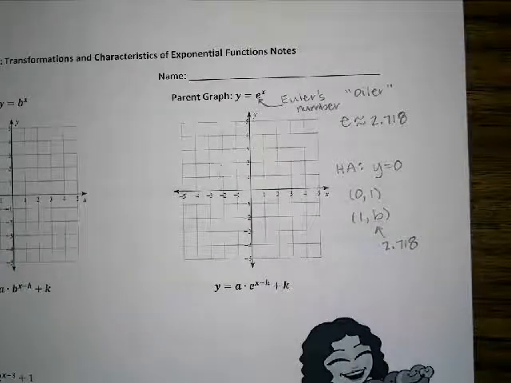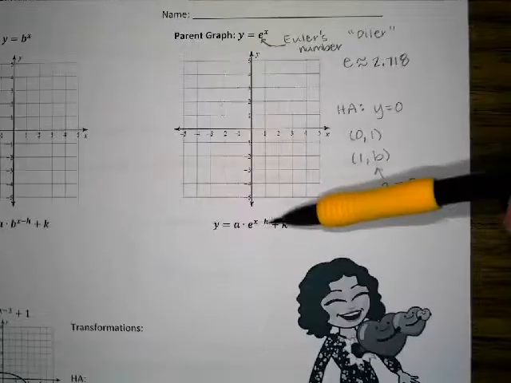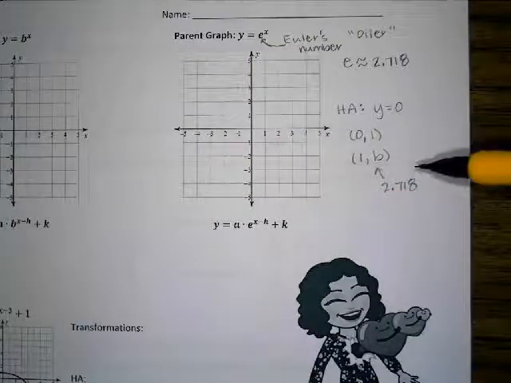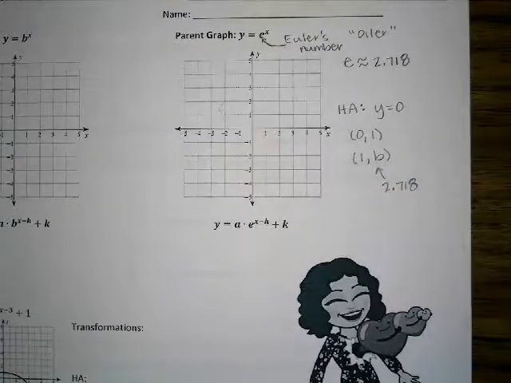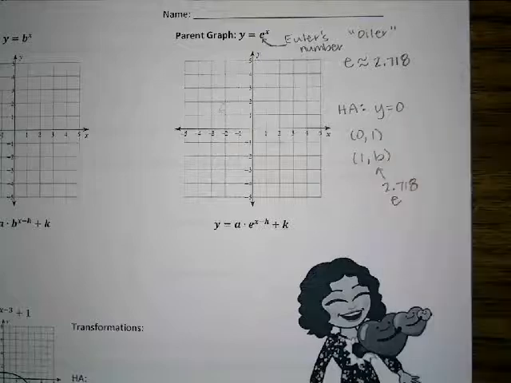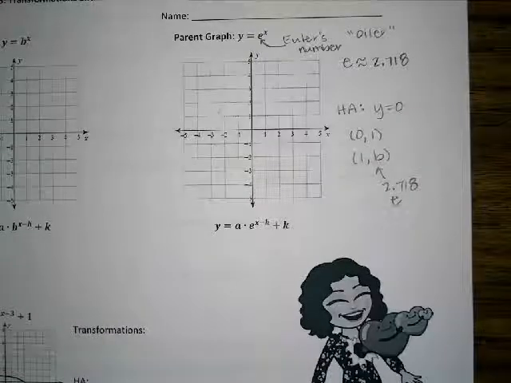And then the information for this base, which would be e. Yeah, you can write an e there. It just works out the same as the other parent function did.